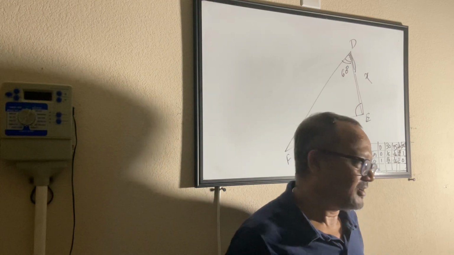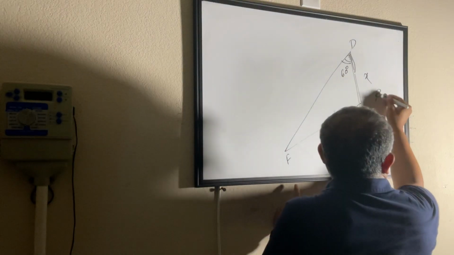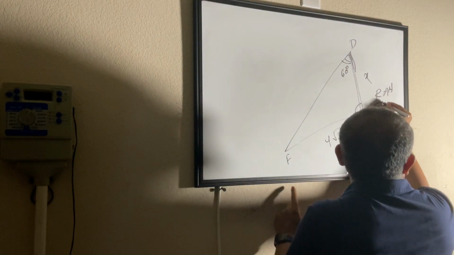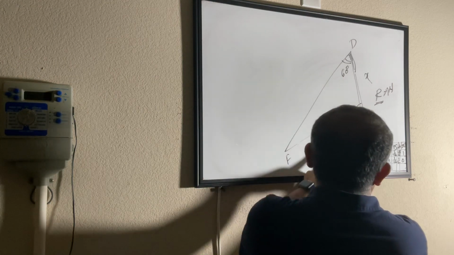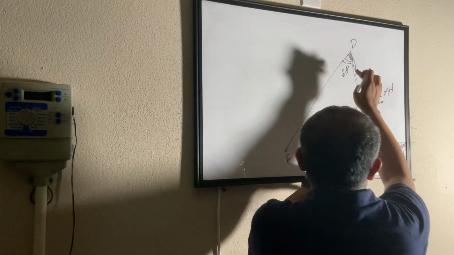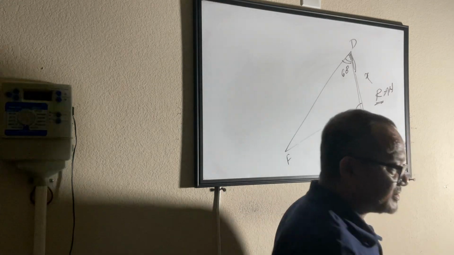Super. Okay. But this question is clear, right? I'm reading it. This is a right angle triangle. This side is 4 by root 3. This is x that you have to find out. This angle is given as 60 degree. And you have to find out the value of x.